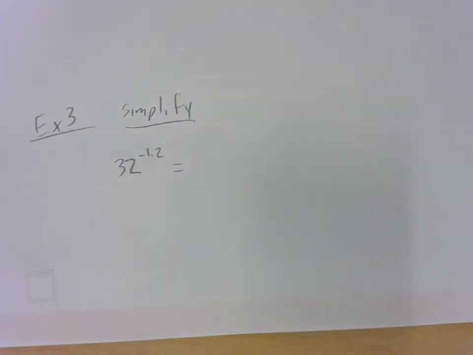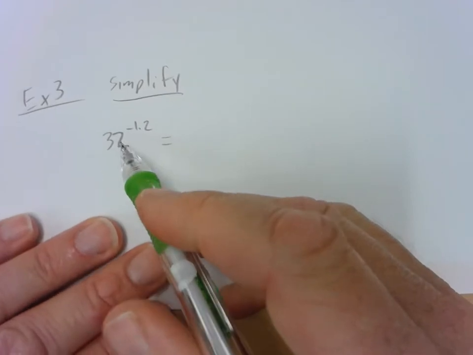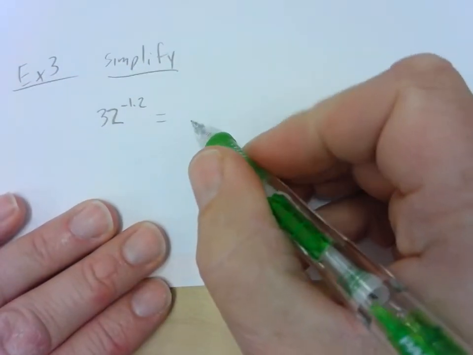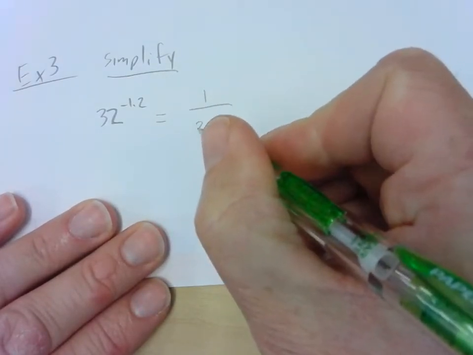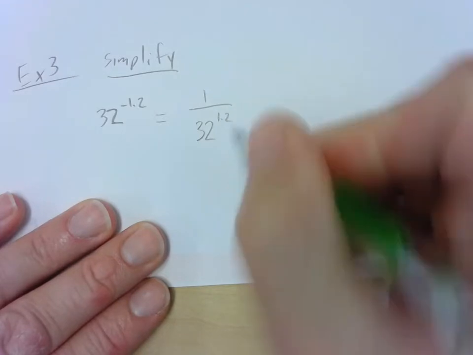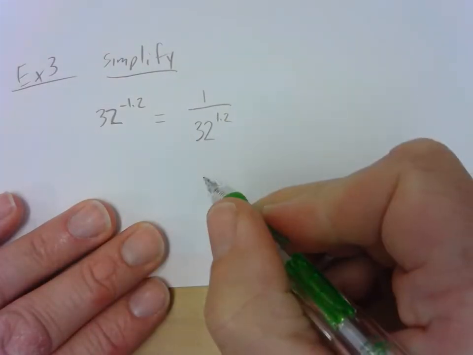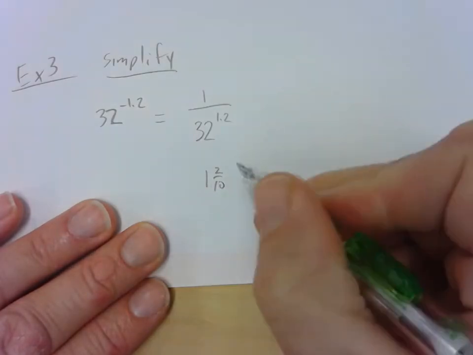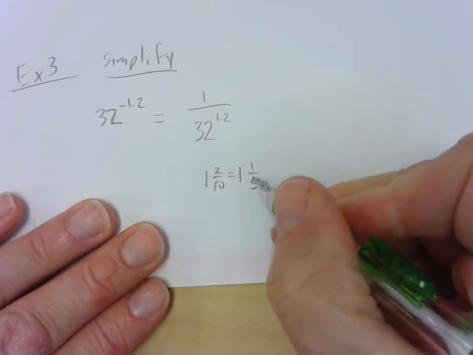Simplify. All right. So the first thing we're going to do is cross the line, change the sign. So a negative exponent doesn't mean negative number. Negative exponent means fraction. So it's going to be 1 over 32 to the 1.2 power. Now, I said that incorrectly. It's not 1.2, it's 1 and 2 tenths. Then we can make that 1 and 1 fifth.